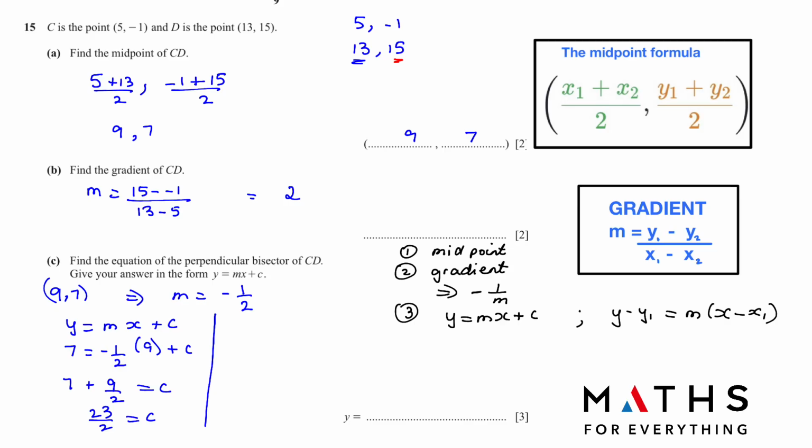Now we write the equation. We write y. We replace the m, which is negative 1 over 2 x, and the c, if I write it in decimal form, it is plus 11.5. I hope it's clear to you.